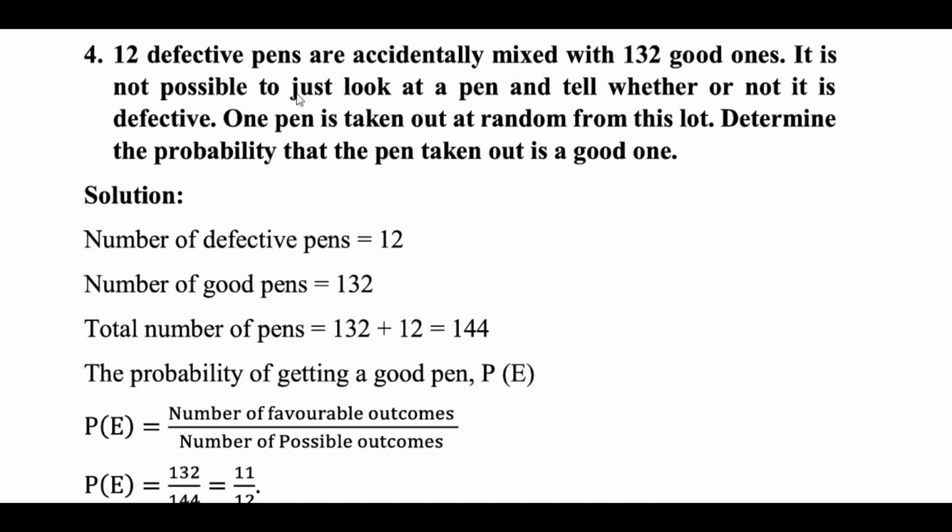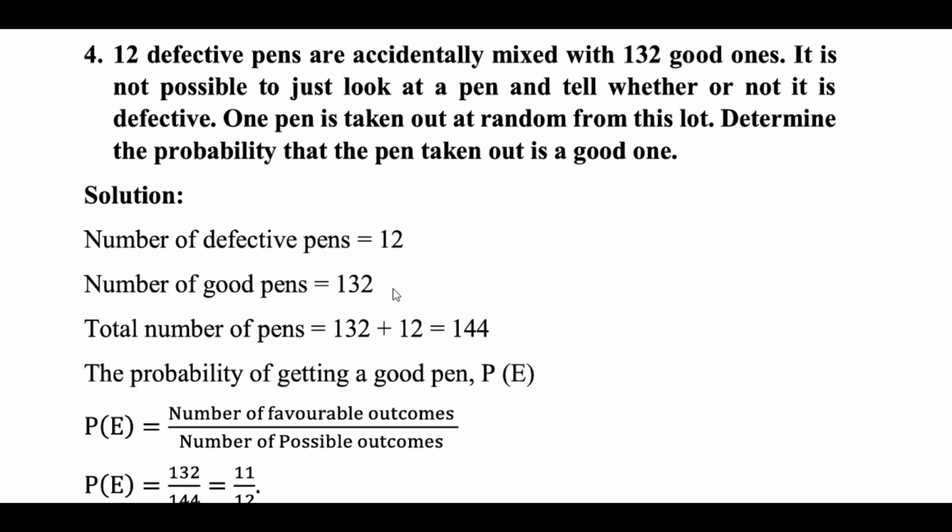12 defective pens are accidentally mixed with 132 good ones. It is not possible to just look at a pen and tell whether or not it is defective. One pen is taken out at random from this lot. Determine the probability that the pen taken out is a good one.